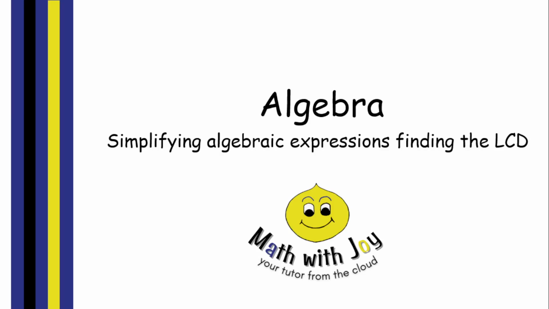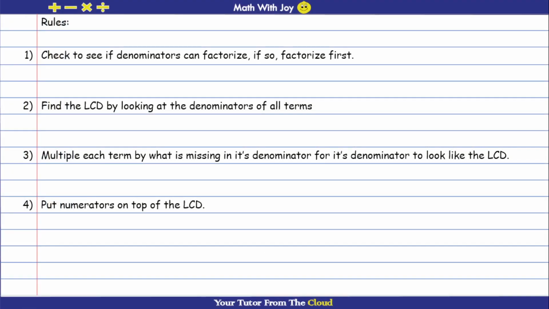Right, so we continue here with algebra and we are looking at simplifying algebraic expressions. But this time we are going to have many terms. And when you have many terms, you want to combine these fractions using the LCD. So there are some rules that we have to focus on. The first rule is that you need to check the denominators whether you can factorize them or not.